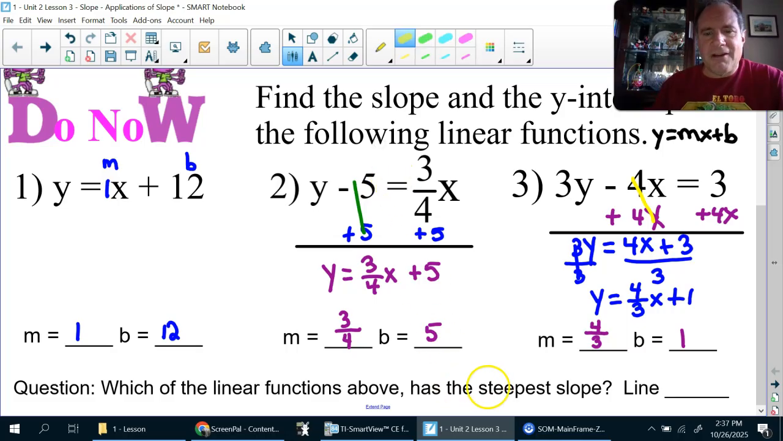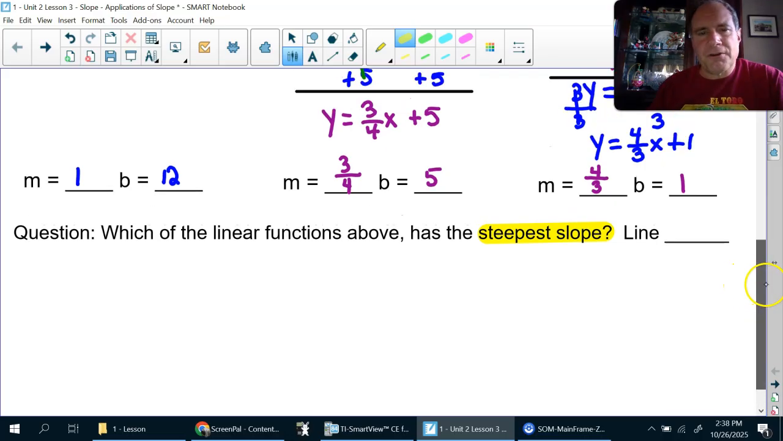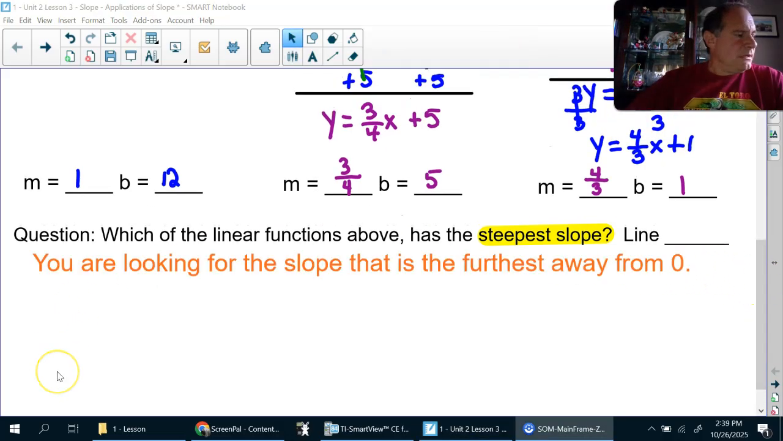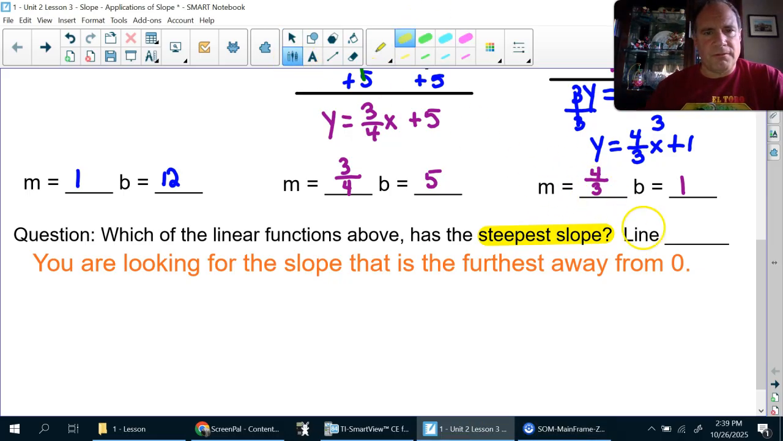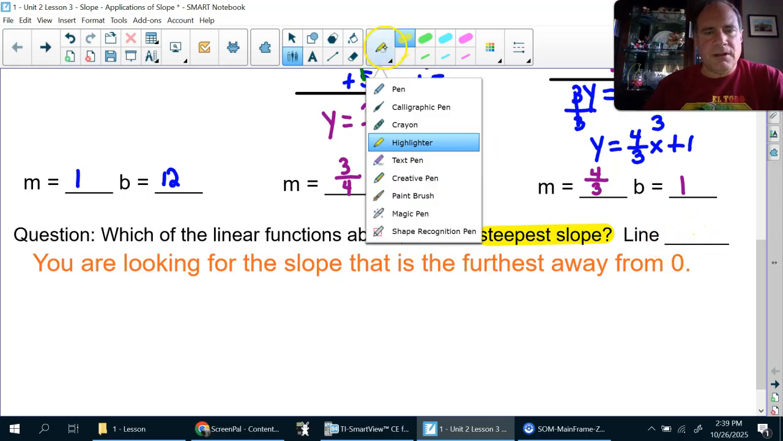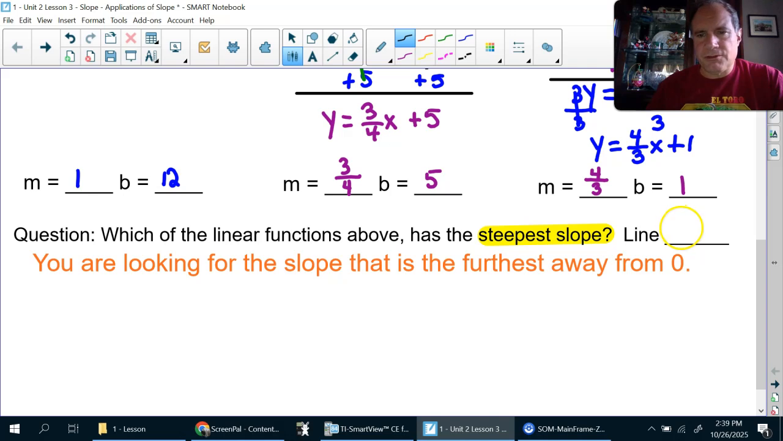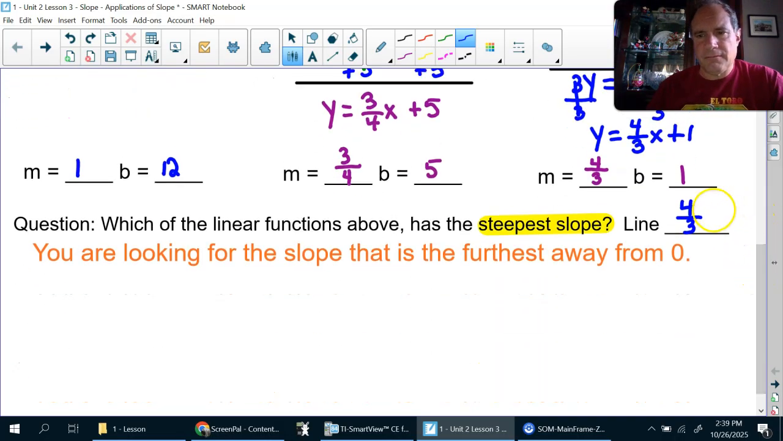All right, which one has the steepest slope from the linear functions above? So you're looking for the slope that is the furthest away from 0. And that furthest away from 0 is 4/3. So remember, the furthest away from 0 is your steepest slope. So we have 4/3. We're not going to write in highlighter. We're going to write in blue. So line 4/3, line 3.